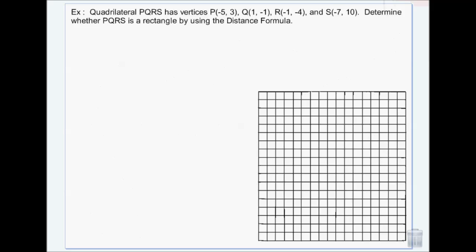The quadrilateral has vertices at 5, negative 5, 3, 1, negative 1, negative 1, negative 4, and so on. We're a lot more negative than we are positive, so I'm going to shift a little to the right. This is me right now. And I'm going to decide if this is a rectangle. So I'm going to go negative 5, and then positive 3. And then I'm going to go 1, negative 1, negative 1, negative 4.